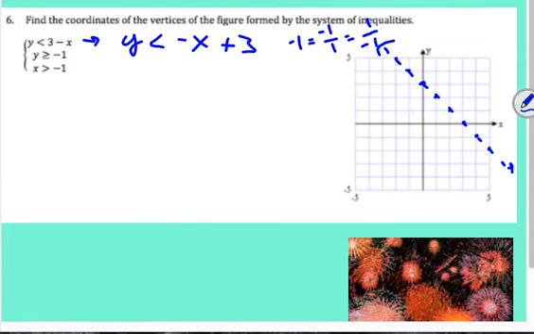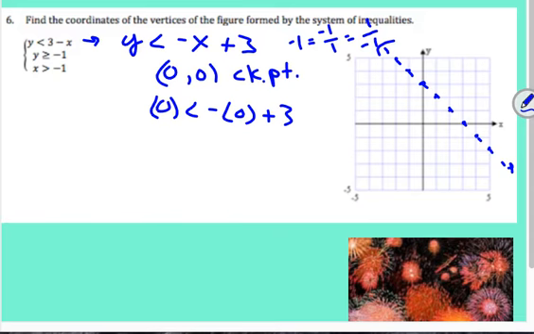Okay? So where do we shade this one? I'm going to plug in 0, 0 for a checkpoint. Is 0 less than -0 plus 3, which is basically, is 0 less than 3? Yes, it is. This is true. So here's 0, 0. So I'm going to shade towards the 0, 0.